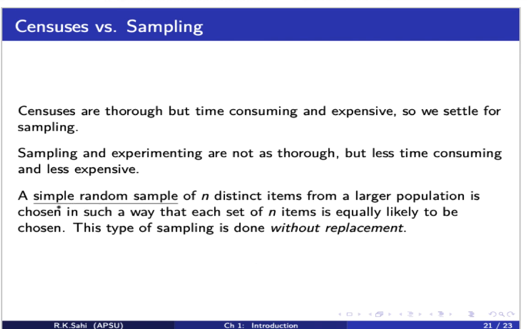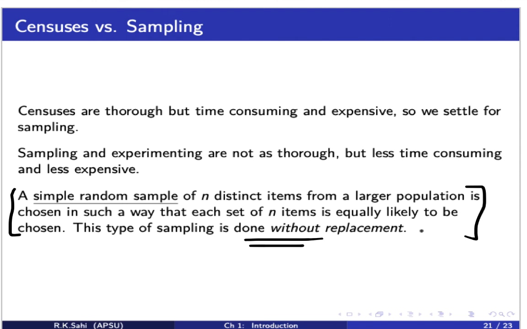So in this one, we have a simple random sample. Now here's a little stats over here. A simple random sample of n distinct items from a large population is chosen in such a way that each set of these n items is equally likely to be chosen. This type of sampling is done without replacement. So let me talk about the simple random sample and give you an example of what I mean.